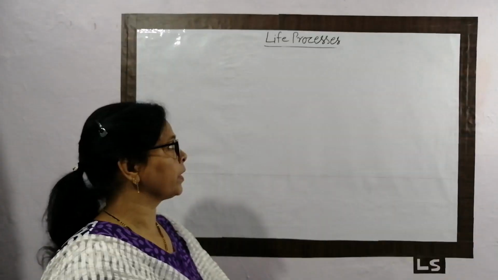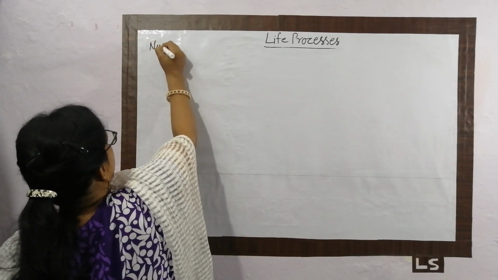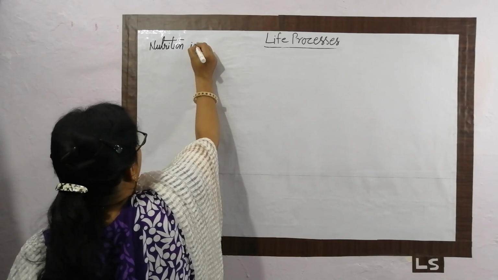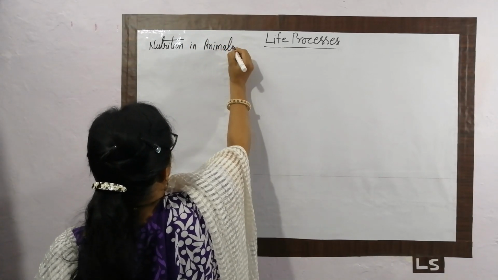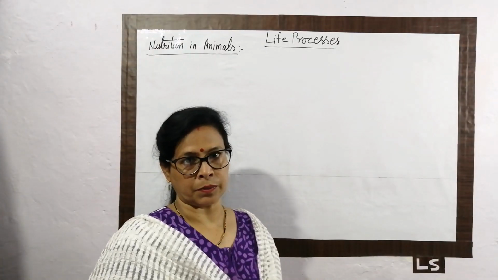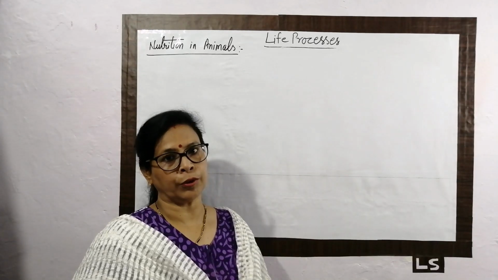Okay, the next topic is nutrition in animals. Previously we have completed nutrition in plants, now nutrition in animals. We know very well animals are heterotrophic organisms. Heterotrophic means they depend on autotrophs for their food.